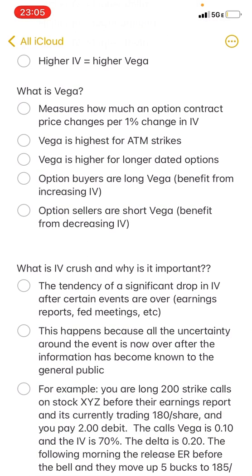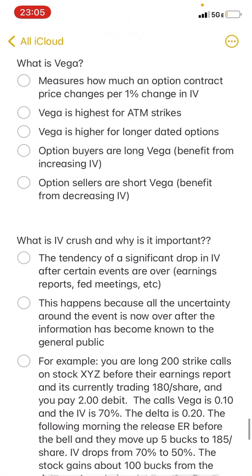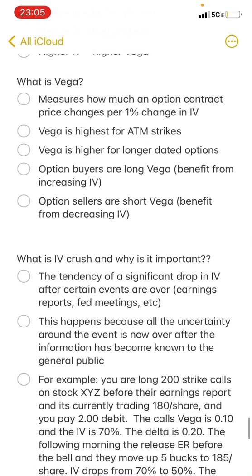So let me go over this real quick. What is vega? Okay, so vega basically measures how much an options contract price changes per 1% change in the implied volatility, right? If you guys don't understand the Greeks before watching this video, please look it up. It's very important to understand the Greeks if you want to trade options. Just my opinion, okay? Vega is highest for at the money strikes, and it's higher for longer dated options, okay? And this stuff is important to know if you're setting up multi-leg option spreads, okay? Just be aware of that, okay?